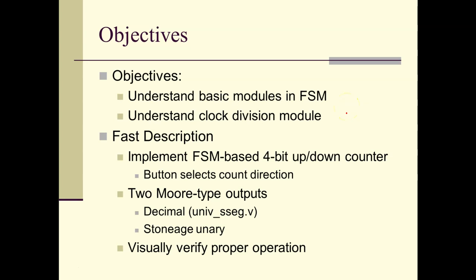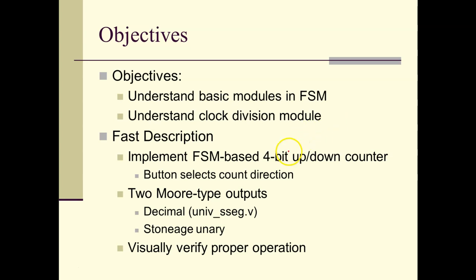Additionally, in this experiment, we need to use a clock division module, which is important because there's a clock on our development board which is at 100 megahertz, which is pretty fast. But when we do stuff that we want to see, we have to divide that clock down considerably.